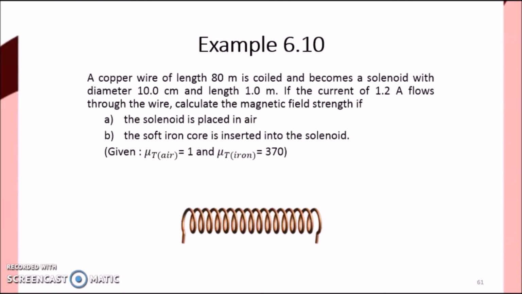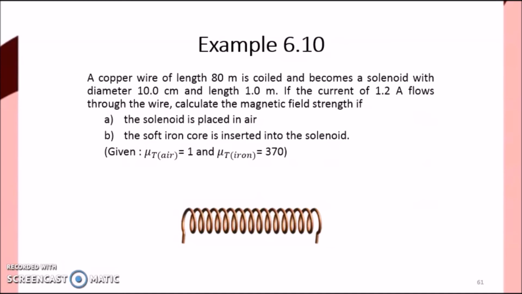and the shape of the wire is a solenoid. So by using Biot-Savart law to find the magnetic field strength at the center of the solenoid, we use the equation B equal to mu naught N I over L. Mu naught is 4 pi times 10 to the power of -7. N, the number of turns, is not given in this question. I, current, is 1.2 ampere. The length is 1 meter.